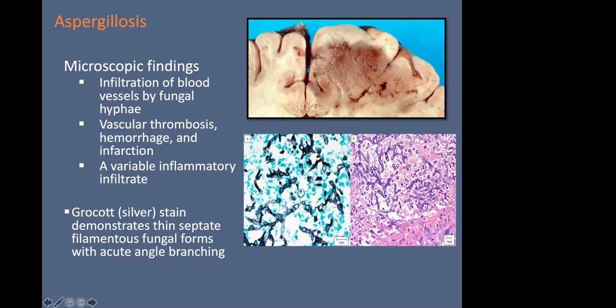Aspergillus is a filamentous fungus. We need to know that. They are not yeast like the Cryptococcus. They're a filamentous fungus. They are like threads or tape-like, and they are also septate. So you can see septa inside the filaments very clearly. So, a septated filamentous fungus, and they do have what we call acute angle branching, like 45-degree branching kind of proliferation.